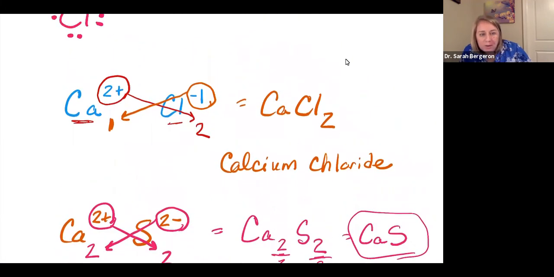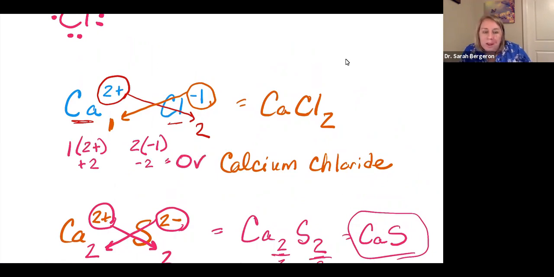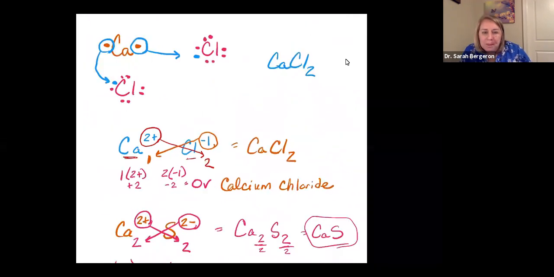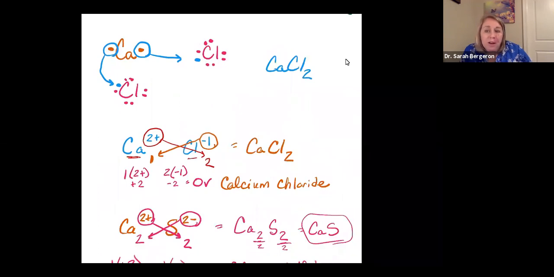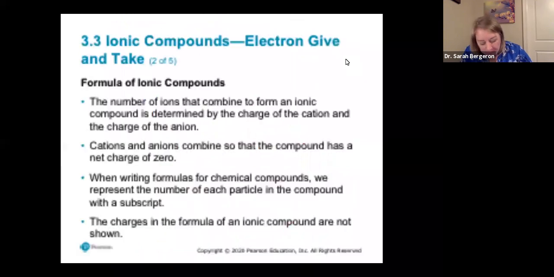Let's check our other ones. Calcium 2+, so we have one atom that is a 2+. Then we have chlorine, we have 2 atoms, and it is a -1. So we get a +2, we get a -2, gives us an overall charge of 0. We wrote our ionic formula correctly. So make sure your overall ionic formulas give you a charge of 0. And the way to do that is to cross over and reduce. Easy, easy, easy. Cross over and reduce.